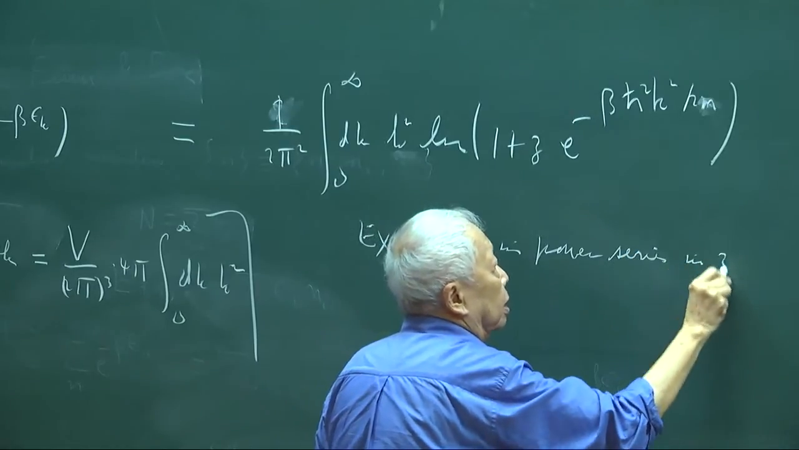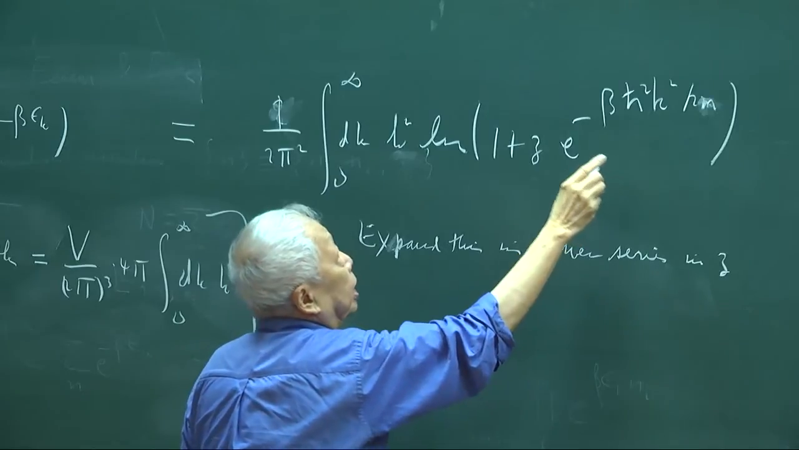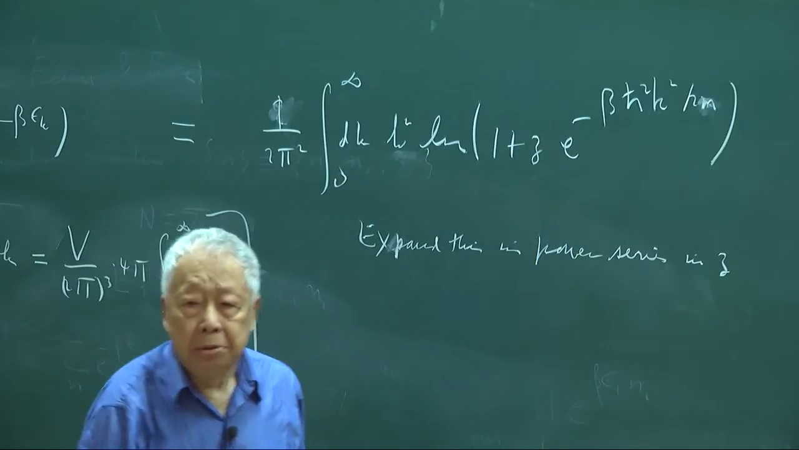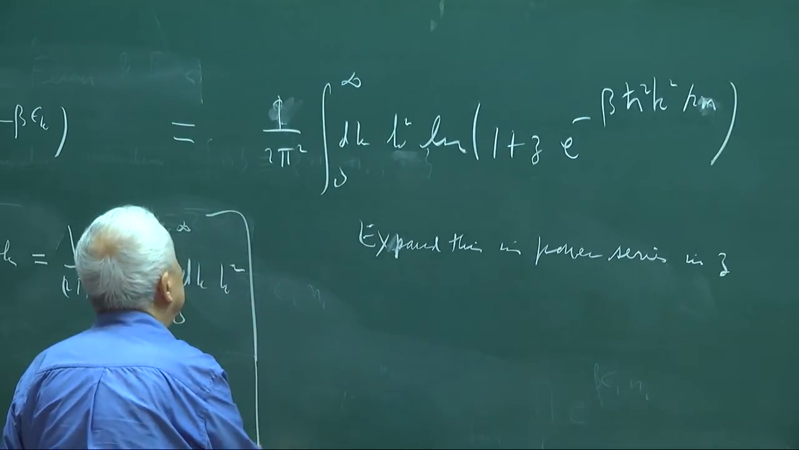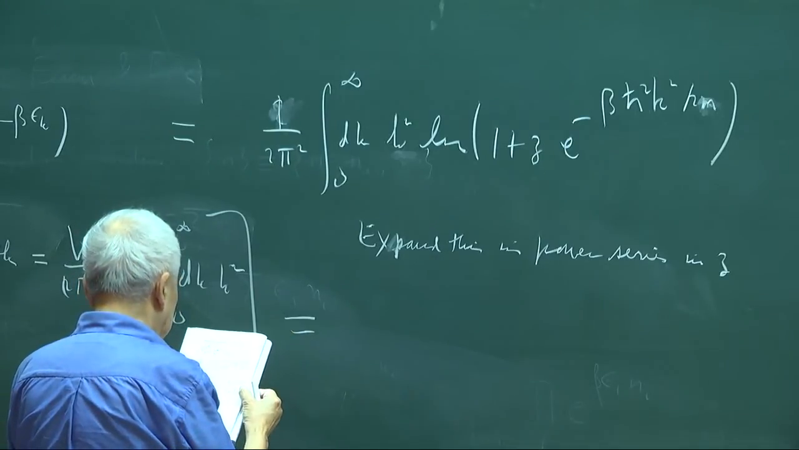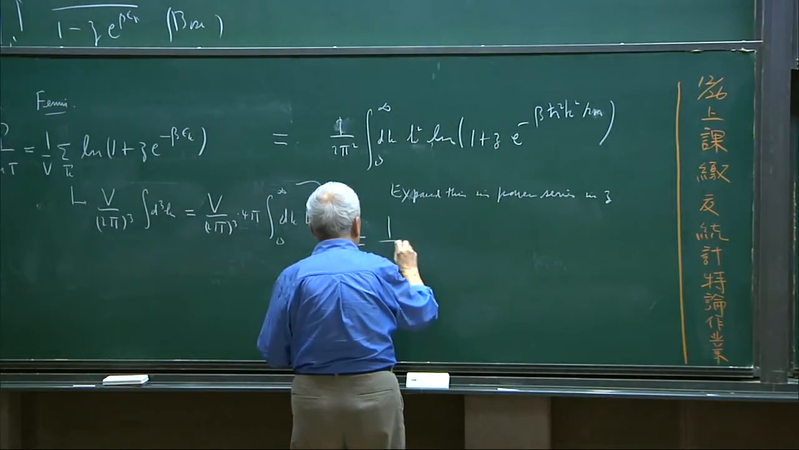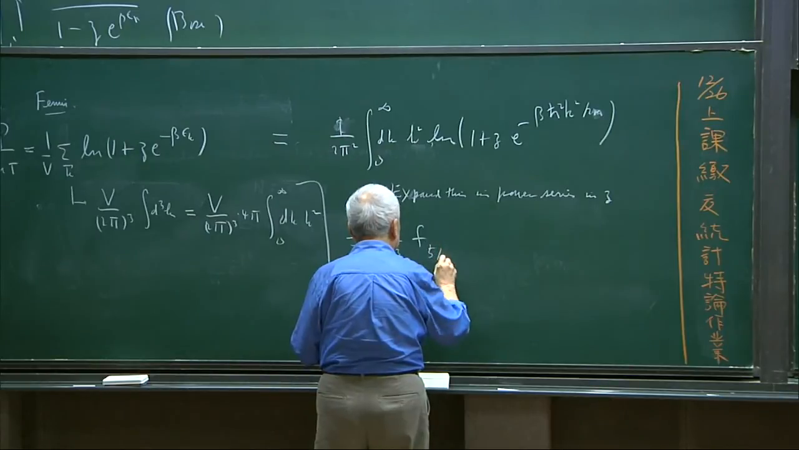Each term is a Gaussian, so you can do each term in the power series expansion, and each term gives you a very simple formula. In fact, you get 1 over lambda cubed times f 5/2 of z.